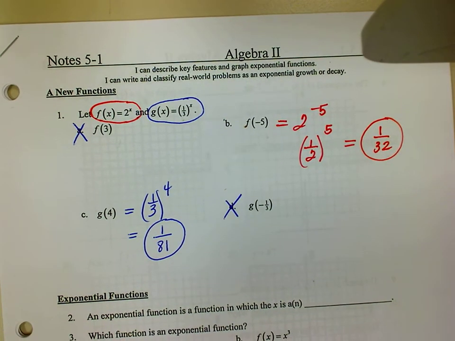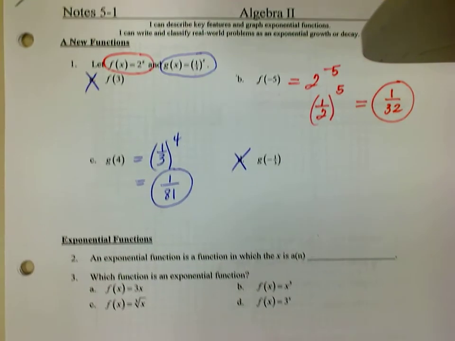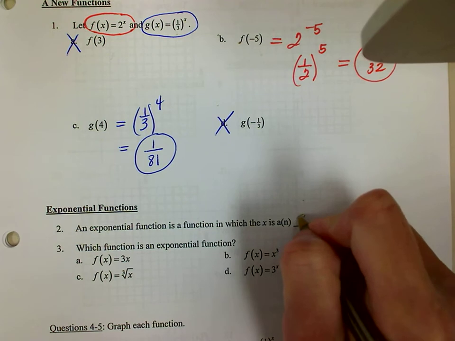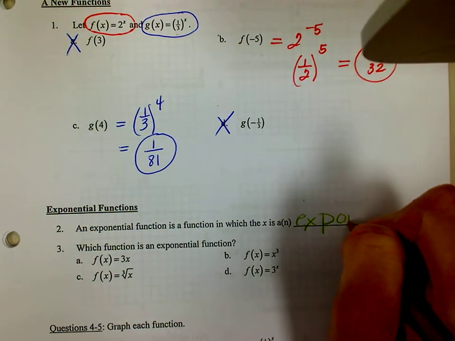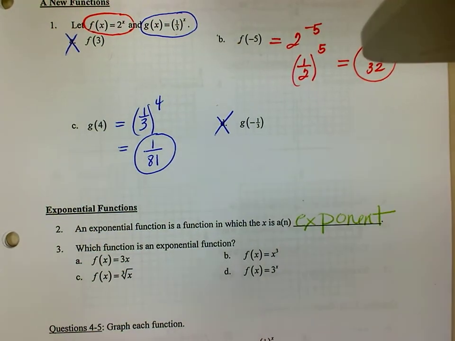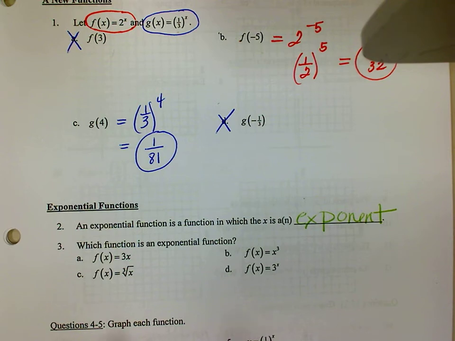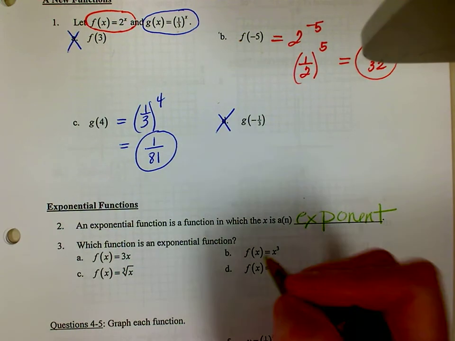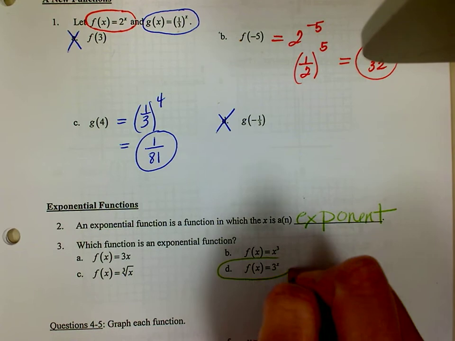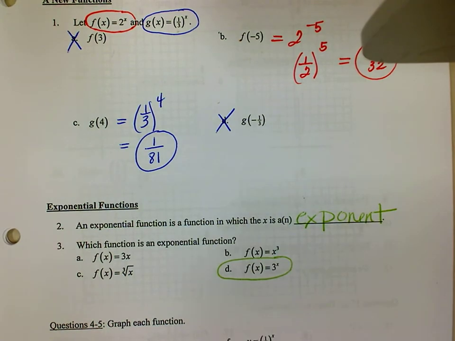All right, so like I already mentioned, we are going to be working with exponential functions, and that is where x is an exponent. So out of all these options down here, it looks like D would be an exponential function because x is the exponent.